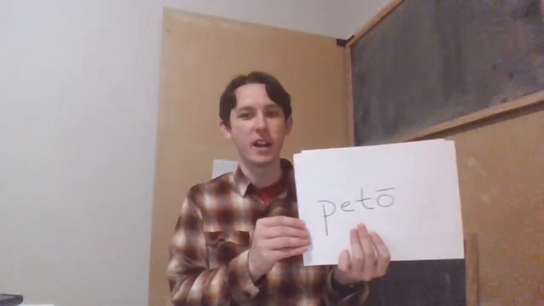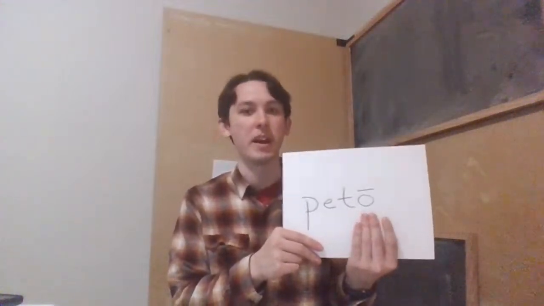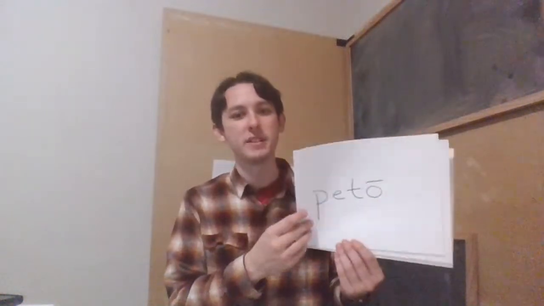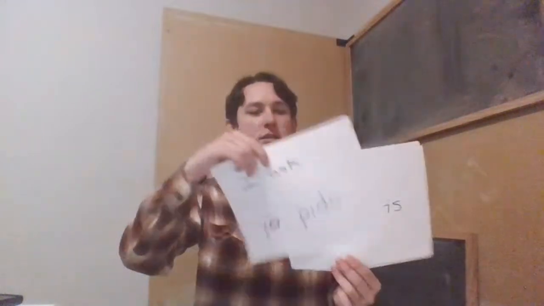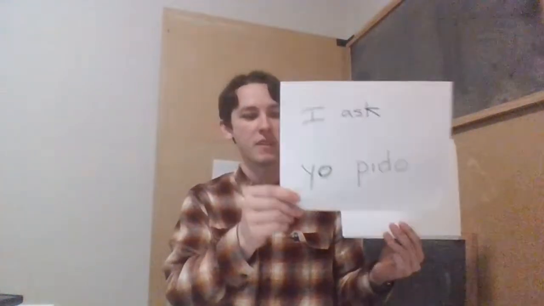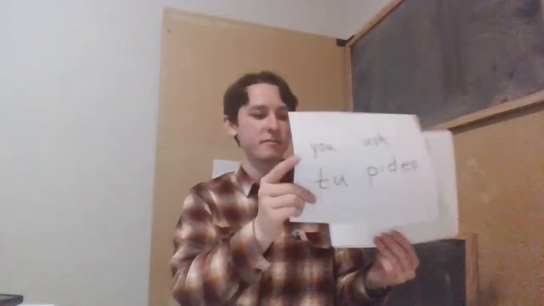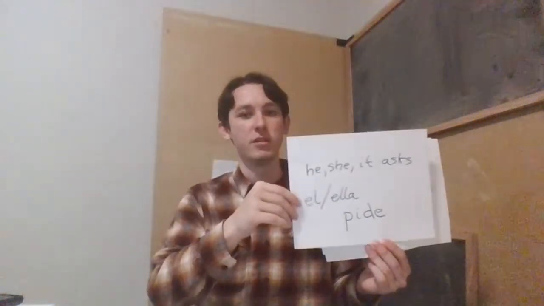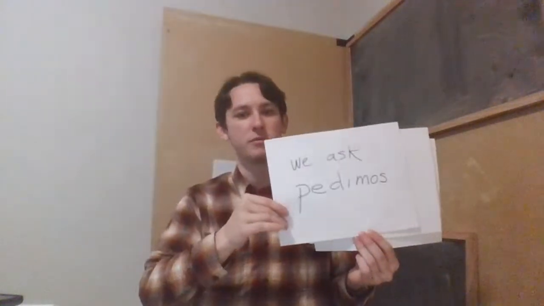And so over time, you would still spell it PETO in Spanish, but in Spain, people started pronouncing it as PEDO with the D sound. And over time, what ends up happening is it completely replaces it. So we have PETO turns into PEDO. Yo PEDO. And petis turns into pedis. Petit, he, she, it asks, turns into pede. We have petimus, we ask, turns into pedimus.